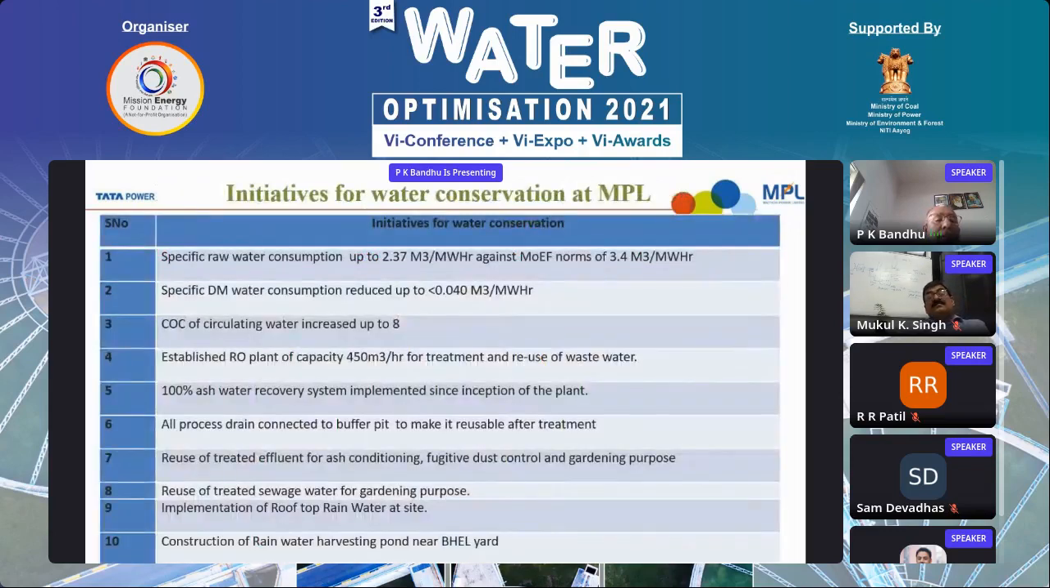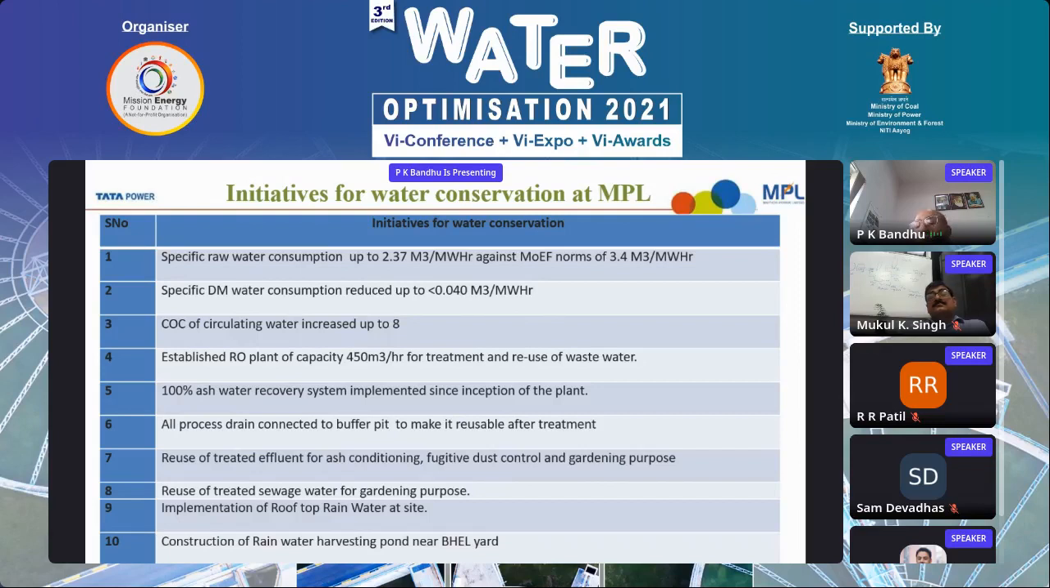reduced. Second, the initiatives for the raw water consumption: 2.37 megawatt MOEF, 3.4 on the basis of that at 75%, less than 75% PLA. So this is very important, that somebody is saying we achieved 2.1. We have also achieved 2.1 at 95% PLA.